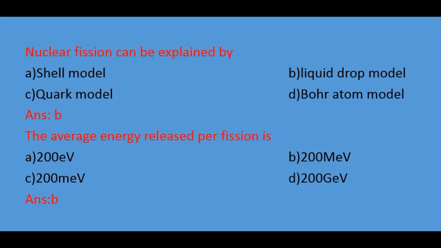The first question is, nuclear fission can be explained by: shell model, liquid drop model, quark model, and Bohr atom model. So the answer is B, liquid drop model.